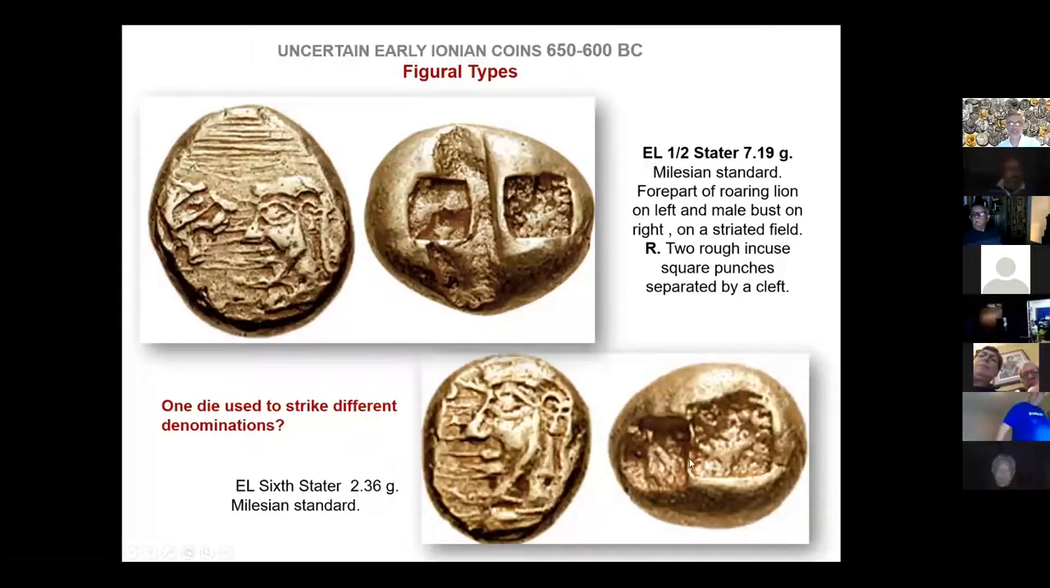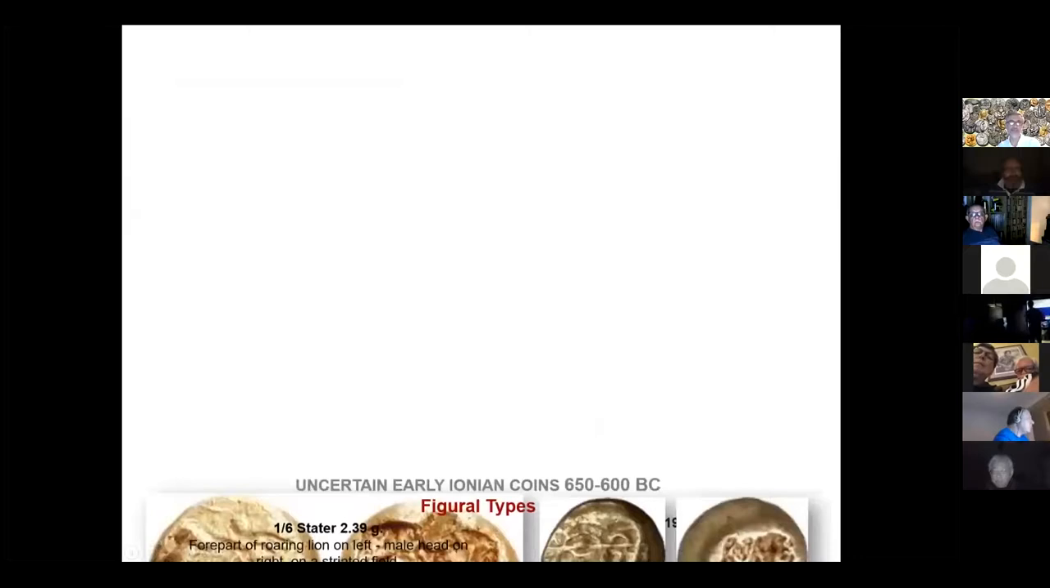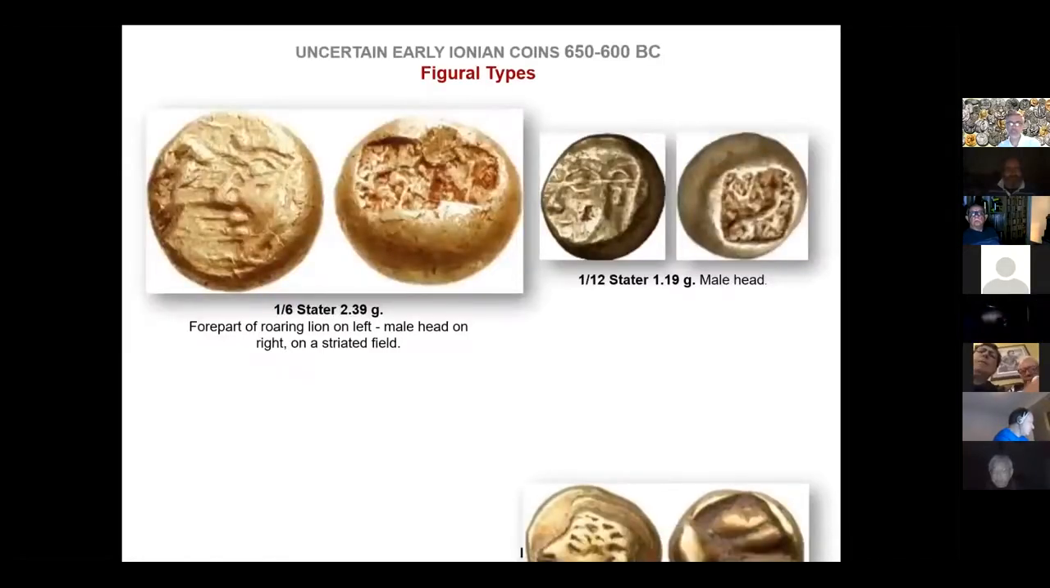And then you have this one. Obviously, this is a smaller denomination. Yet, I suspect, like many other numismatists, that they used the same die to strike coins in different denominations. This one simply is very similar to the figure here. And remember, these are really, really small coins. And of course, they come again in other denominations.